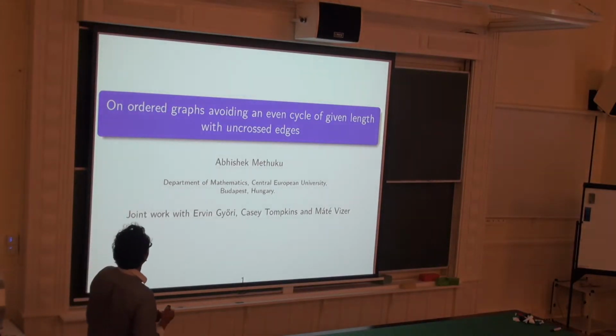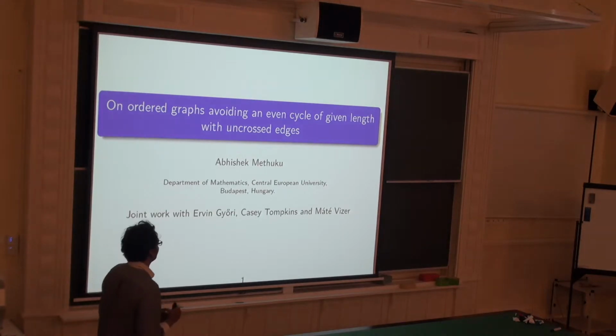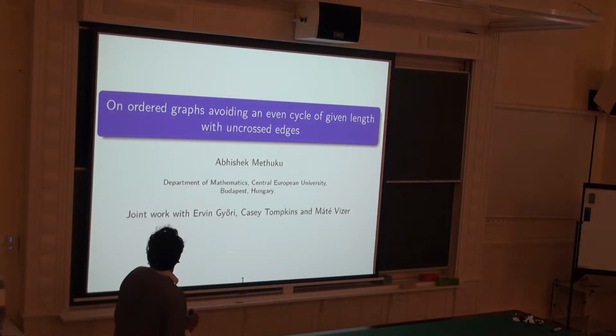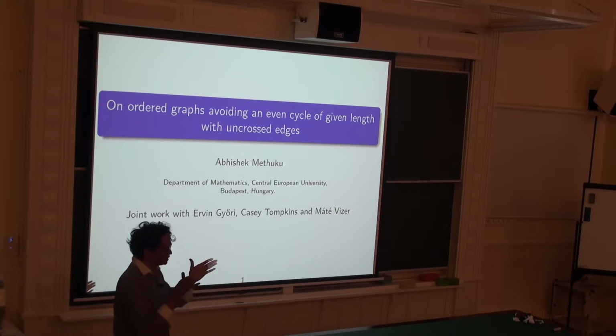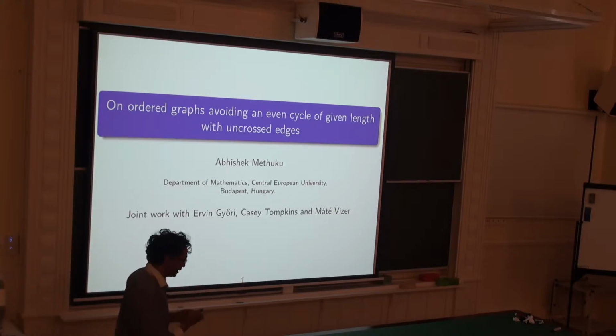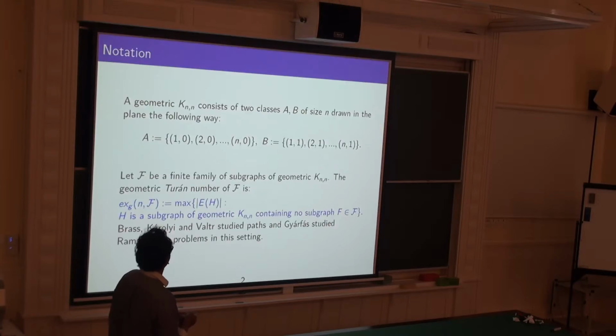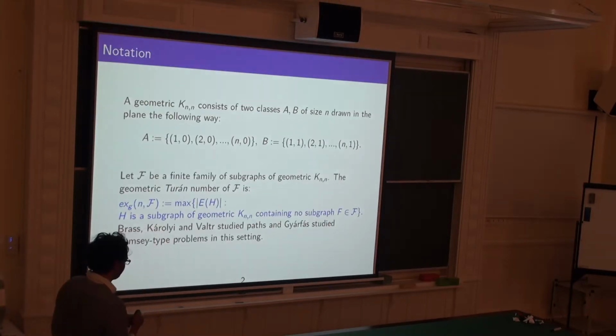So this is joint work with Erwin, Casey, and Mate, and the talk is about forbidding even cycles, but a special type of even cycles, those even cycles which have uncrossed edges. So I will make it more precise. So first of all, let's define a geometric K_{n,n} in the following way.